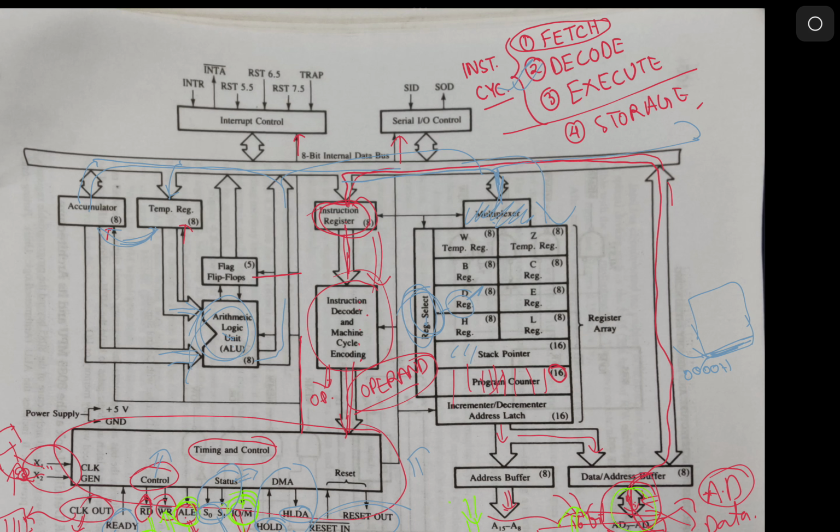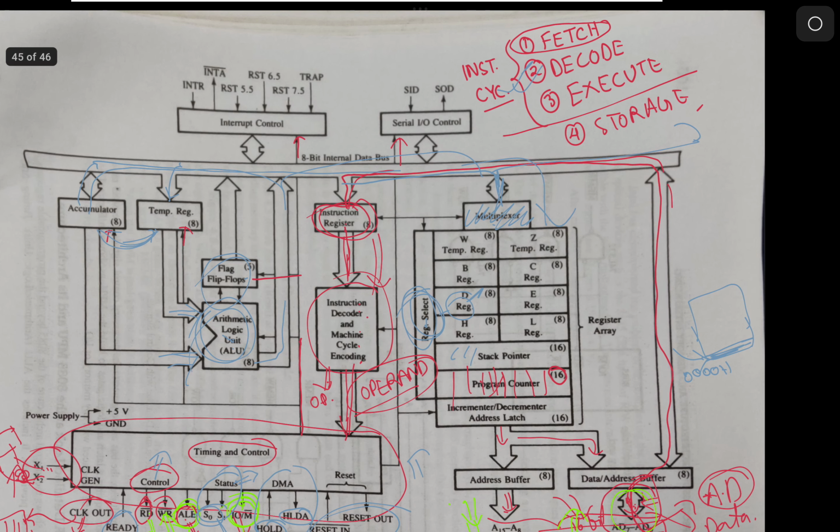also affects this flag register. So for example, if your answer gives 0, the zero flag will be set. Likewise, all the flags will be affected by the result of the operation, but it also depends on the type of instruction. So we have done the execution, and then storage.